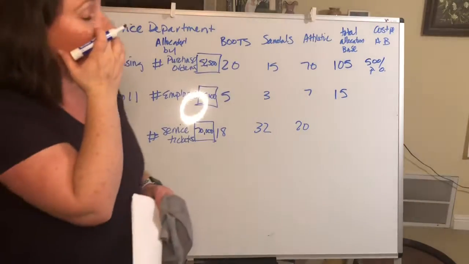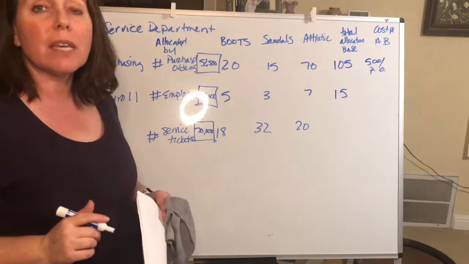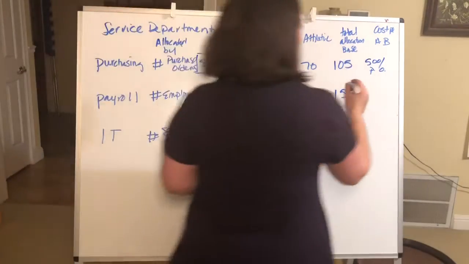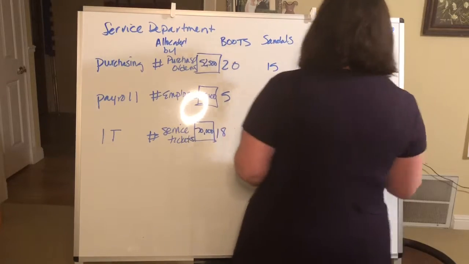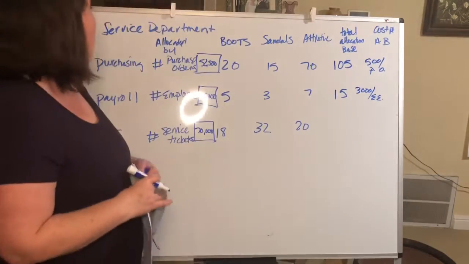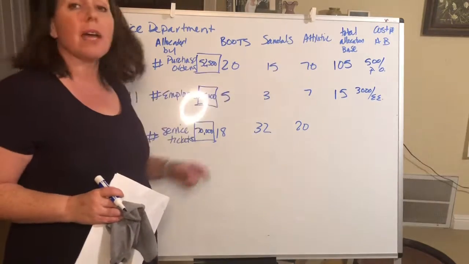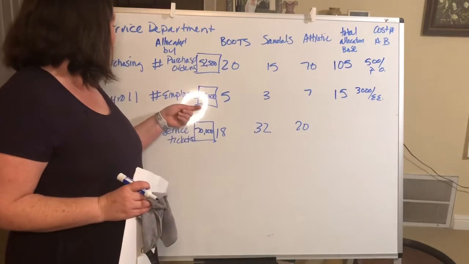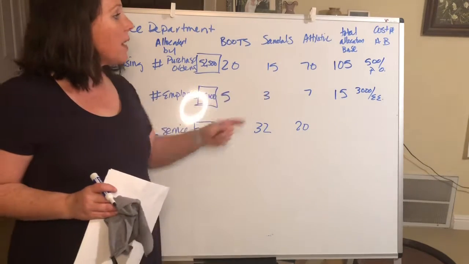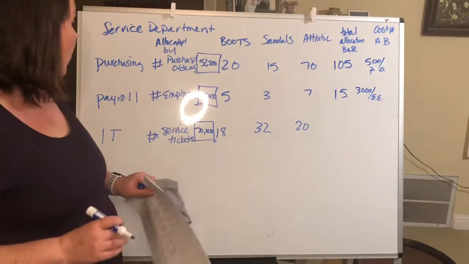Purchasing, we're going to allocate $500 per purchase order. It's payroll that will be $3,000 per employee. EE is for employee. Okay, so purchase orders, when we did 52,500 divided by 105, $500 per purchase order. Payroll, 45,000 divided by 15 total employees, 3,000 per employee.